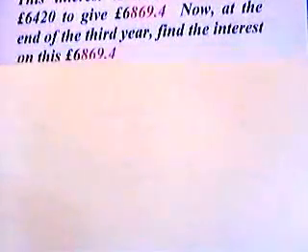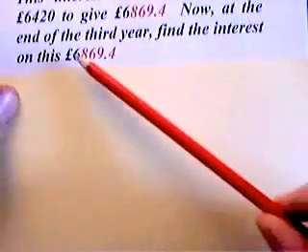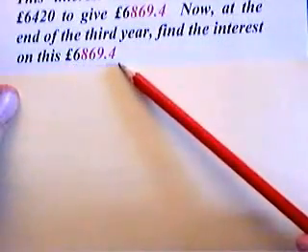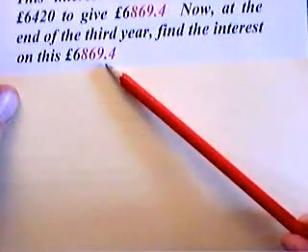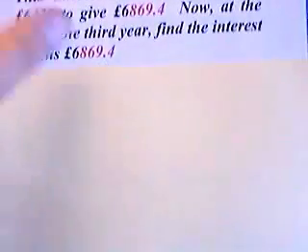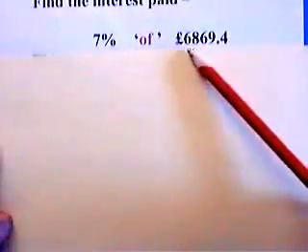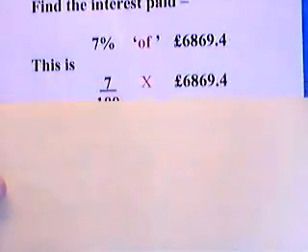Now, at the end of the third year, we have to find the interest paid on this new sum, this increased sum, this sum at the end of the second year. Okay, so we do exactly the same calculation at the end of the third year. There we are. So we are finding the interest paid on this new amount, 7% of £6,869.40, and again we're performing the same calculation.